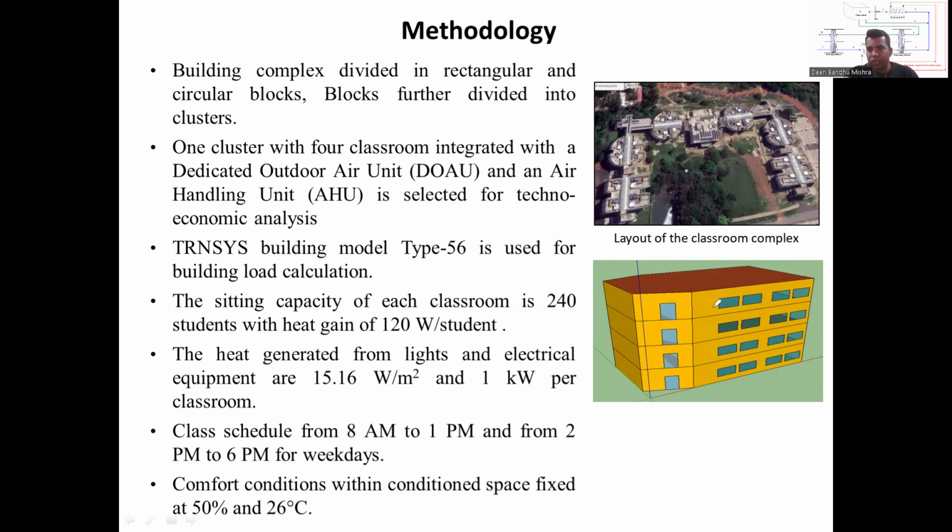Seating capacity of each classroom is considered 240 students, and the metabolic rate of each student is considered as 1.2 met, with 1 met equal to 58.2 watt per meter square, and the average body area of the student is considered as 1.7 meter square for the analysis. The heat generated from the lights and electrical equipment is considered as 15.6 watt, and 1 kilowatt is associated with the projector in each classroom.